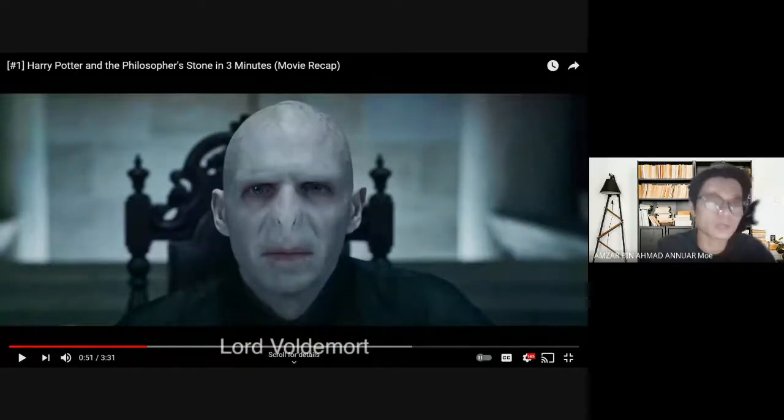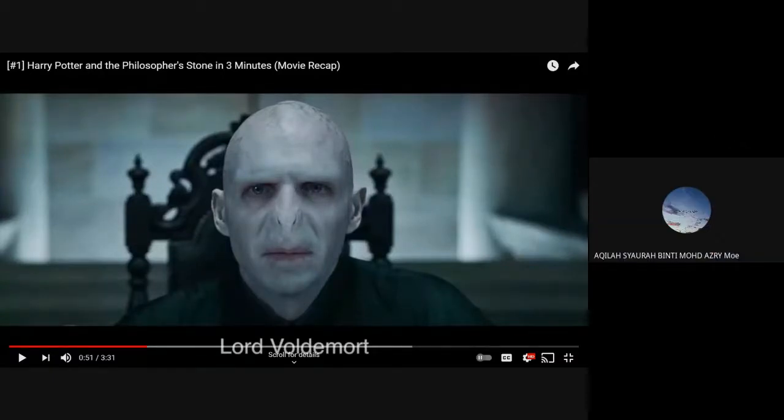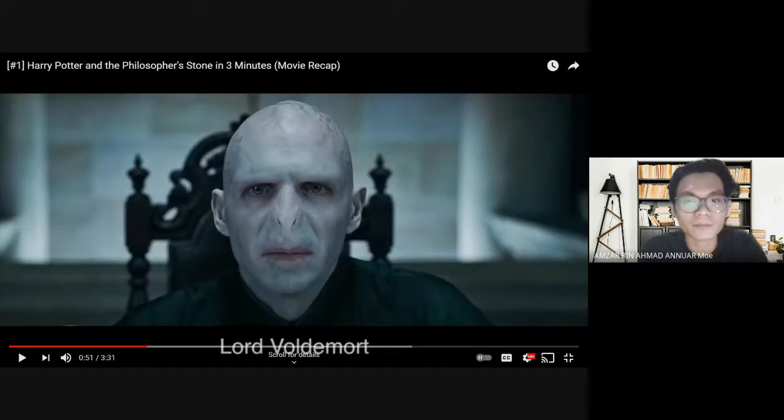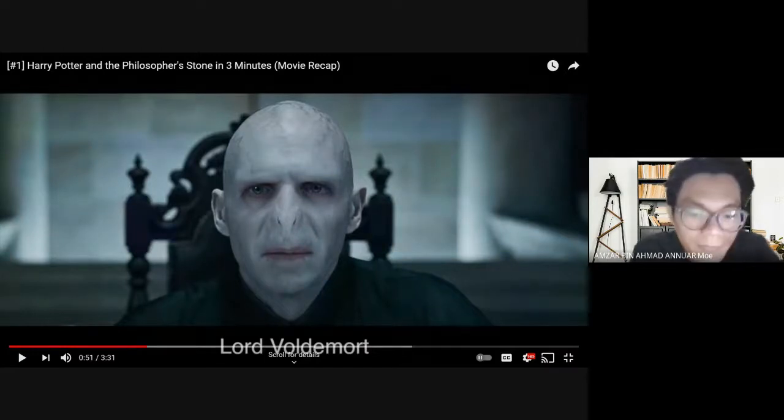The character. Who is the character? Harry Potter. Apa yang character tu? Okay, apa yang dia buat? Yes, Harry Potter. Thank you. So, Harry Potter, apa yang berlaku di awal cerita tu? Apa yang berlaku kepada dia?